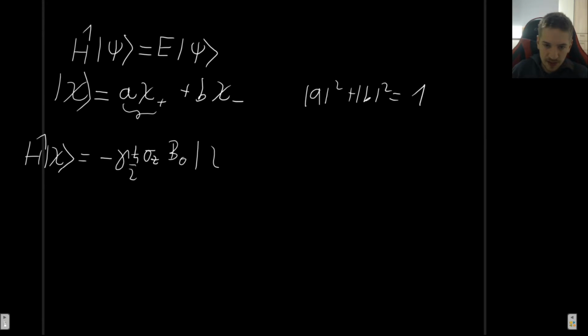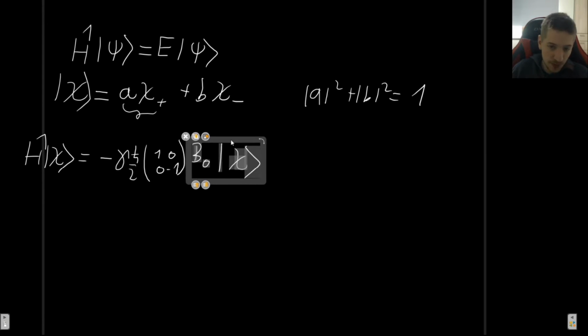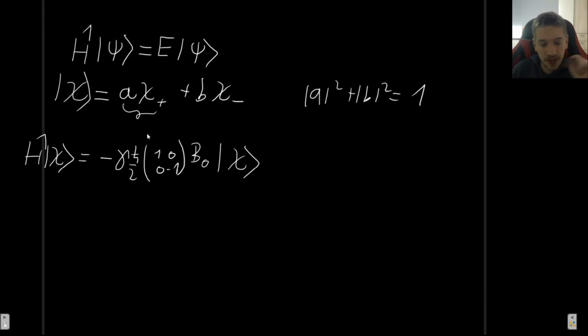So this is acting on the state. Now, what exactly was sigma z? Sigma z, this was a matrix: 1, 0, 0, minus 1. If you don't know where this comes from, then you might want to go back and take a look at the video where I explain where the Pauli matrices come from.